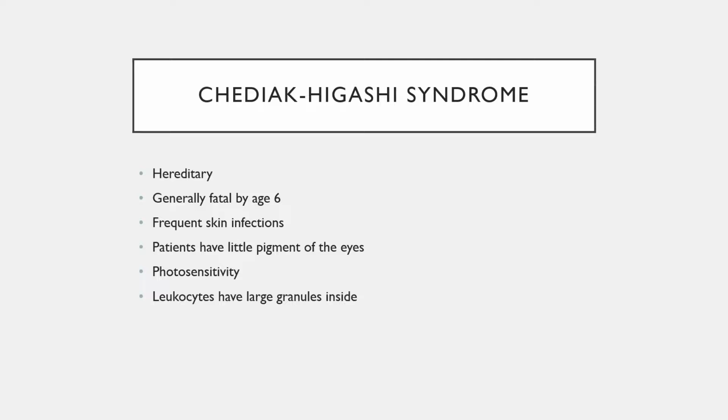People that have Chediak-Higashi syndrome have frequent skin infections, and their patients have little pigment in the eyes. This condition also causes albinism in cats. So patients are usually highly photosensitive, and the leukocytes have large granules inside.